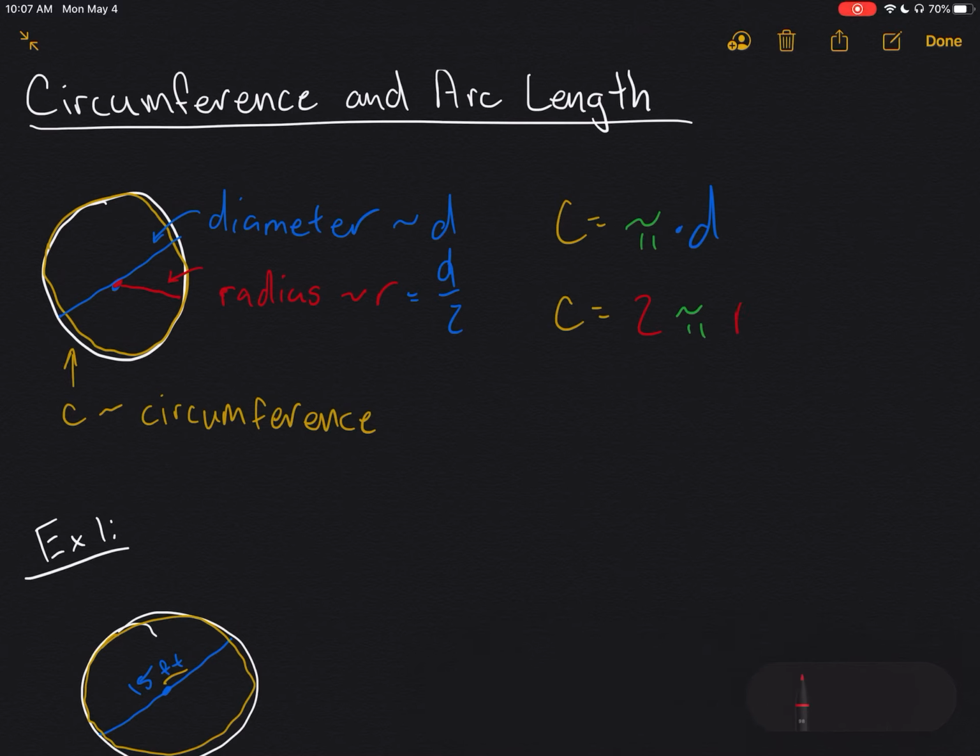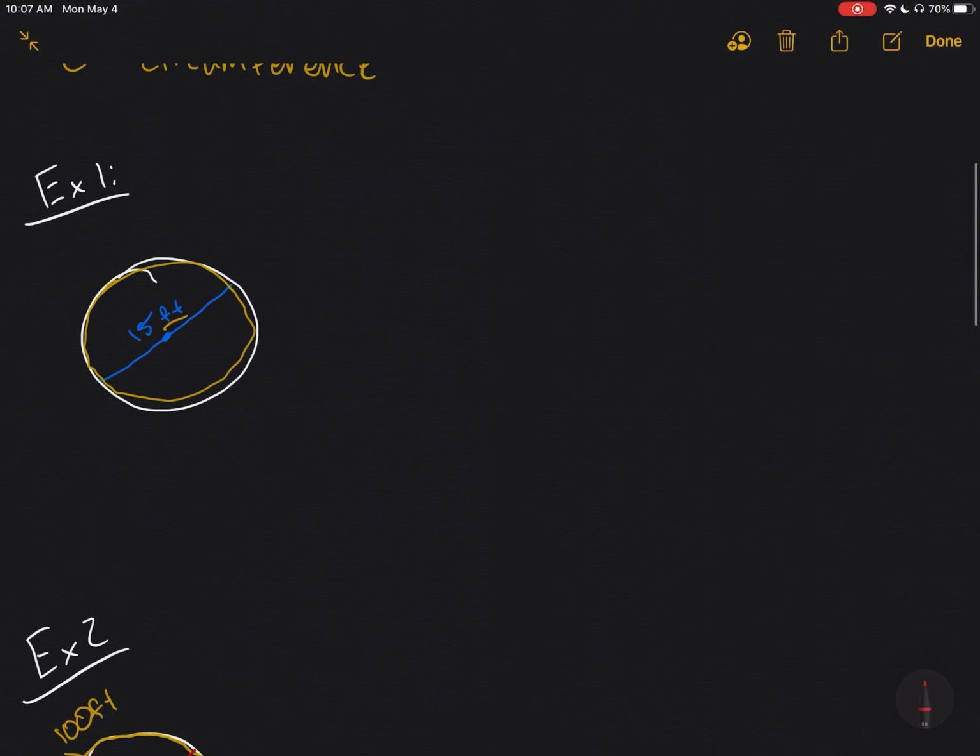And in my experience, the second formula is far more frequently used. I don't know if it's just because people prefer using radius, but this formula is way more frequently used. And so you can expect to use that formula potentially more than pi times the diameter. So that being said, let's look at our first example problem.